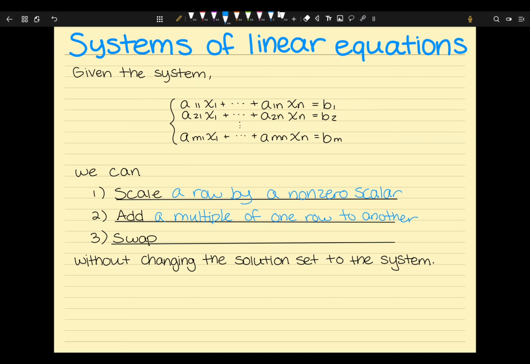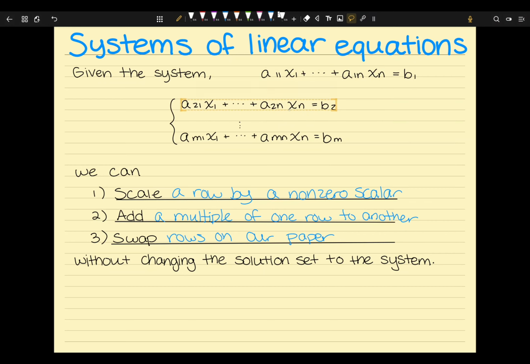All right, and then our third operation is that we can swap the rows on our paper or on our tablet. Okay, this one seems kind of silly. If I took this row and just swapped it with the one beneath, obviously I have not changed my system of equations. It seems silly, but it'll be important when we move on to matrices. I'm going to answer why you'd want to swap soon.